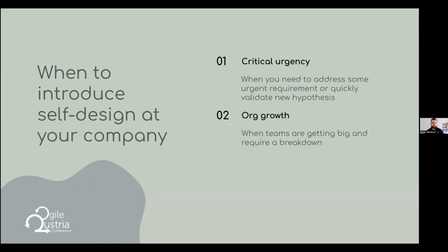So, okay, critical urgency, we've talked about that. Most usually when you are dealing with a critical urgency, you will need to come up with 1 or 2 teams, not more. And this is not the only case which can be relevant to a company. Another very common case is organizational growth, when the company is getting bigger or when teams in the company are getting bigger and we need to break them down.